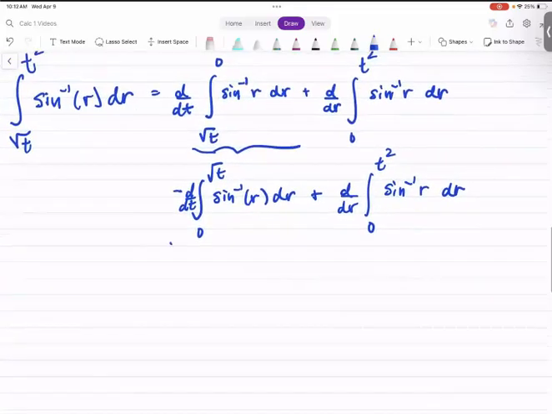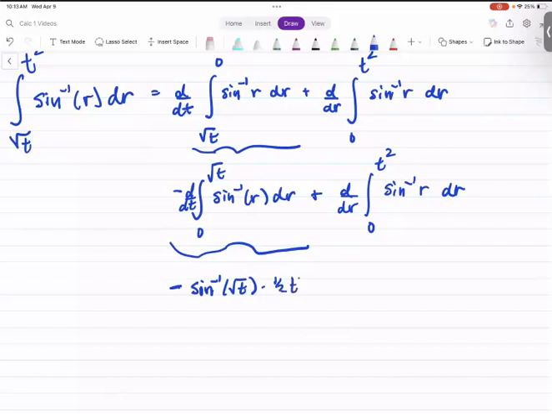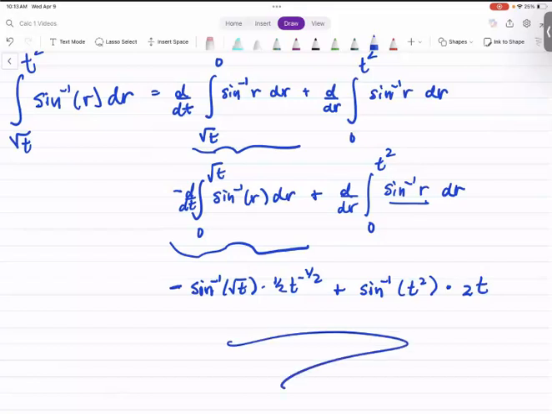Now we're ready to apply the fundamental theorem, chain rule version. So it's the negative of the inside function evaluated at that right endpoint times the derivative of that right endpoint. So 1/2 t to the negative 1/2. Plus, same thing here, inside function evaluated at the endpoint, so sine inverse of t squared times the derivative of t squared, 2t. That's it.